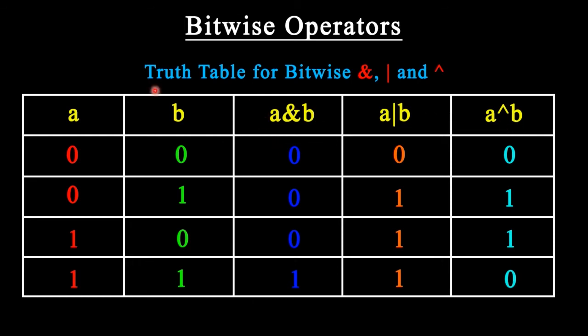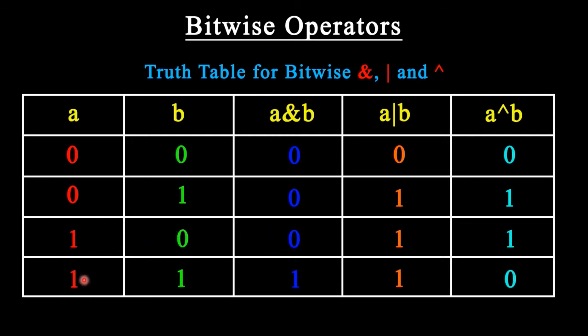So let's first see the bitwise AND operator. Here, if the value of A is 0 and the value of B is 0, then if we do bitwise AND, it will give us 0. If the value of A is 0 and the value of B is 1, then it will give us 0. If the value of A is 1 and the value of B is 0, then again it will give us 0.